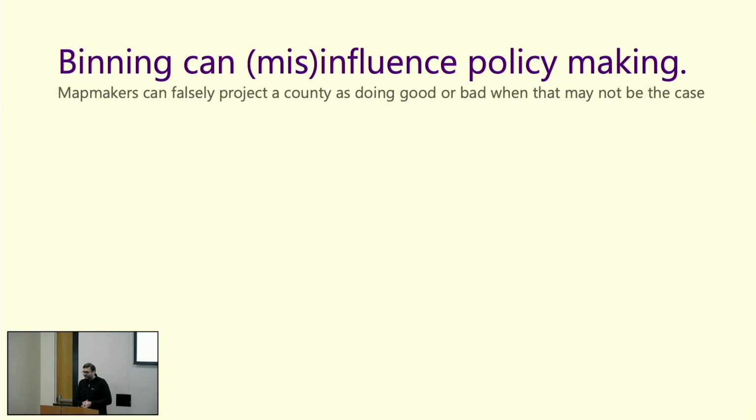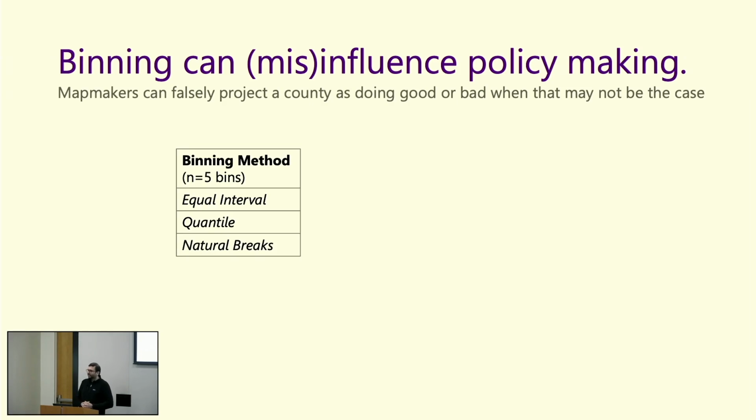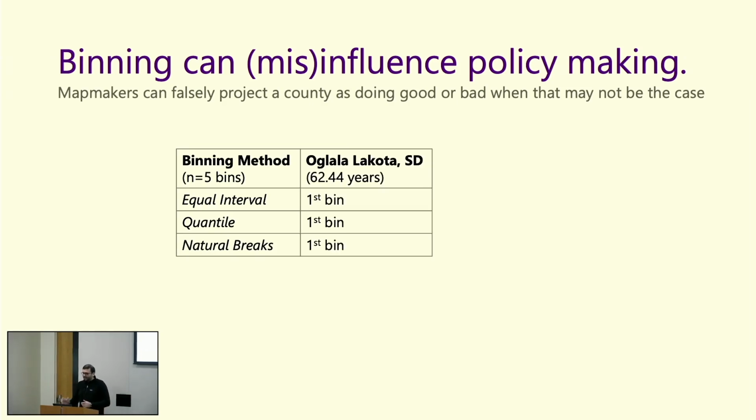So the choice of binning methods can very much influence policymaking. For example, mapmakers can falsely project a county as doing good or bad when that might not be the case. So for example, consider 3 binning methods: equal interval, quantile, and natural breaks. And Oglala Lakota County, because of its lowest life expectancy, always falls in the first or lowest bin, and that's why it's colored blue.